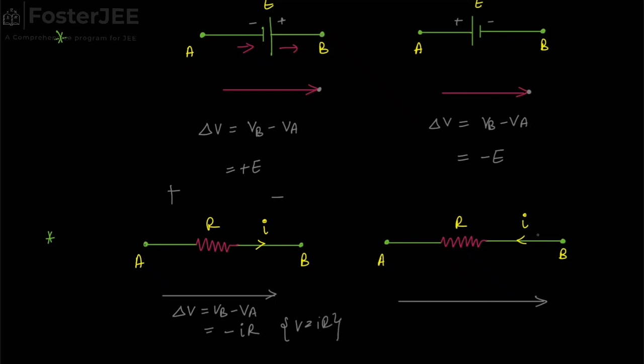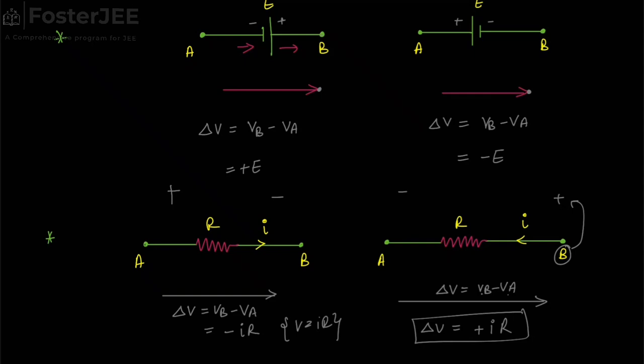Similarly, if the current is traveling like this, the current always travels from high potential to lower potential. Hence, B is at higher potential and the path is like this. So, if we want to calculate the potential difference, that is VB minus VA. B is at higher potential and A is at lower potential, so VB minus VA is positive. So delta V is IR. So, the potential drop here is IR.